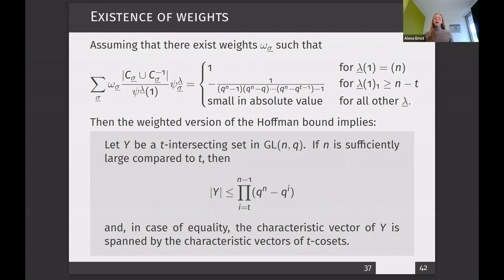And in case of equality, the characteristic vector is spanned by the characteristic vectors of t cosets. And that is because of the condition that we just took for these lambdas. Okay.